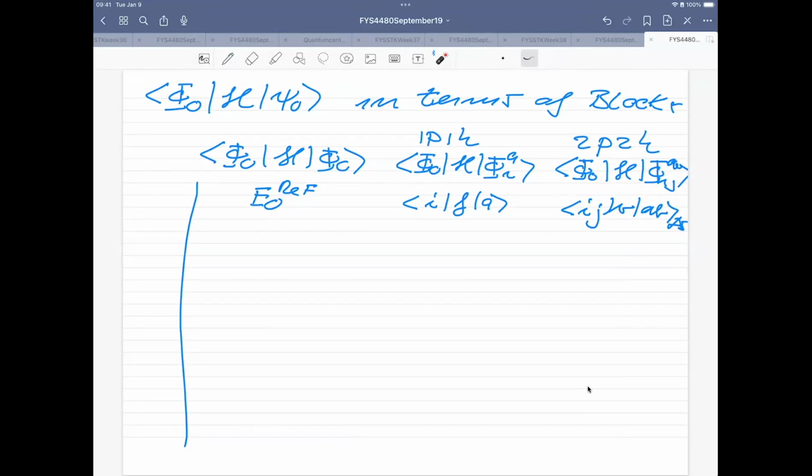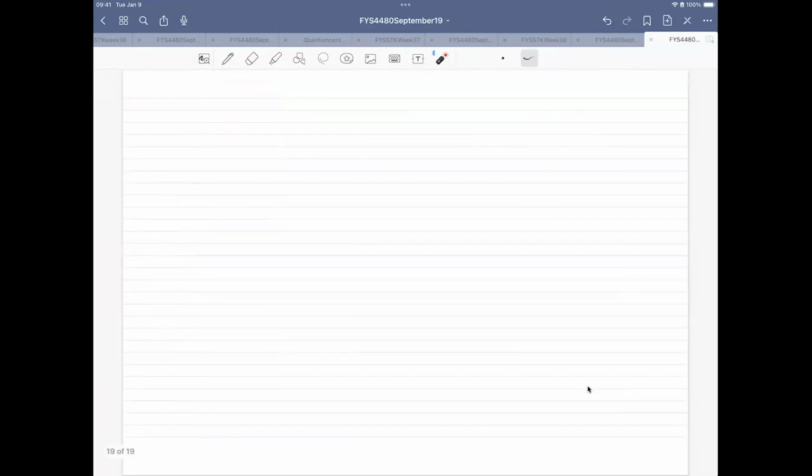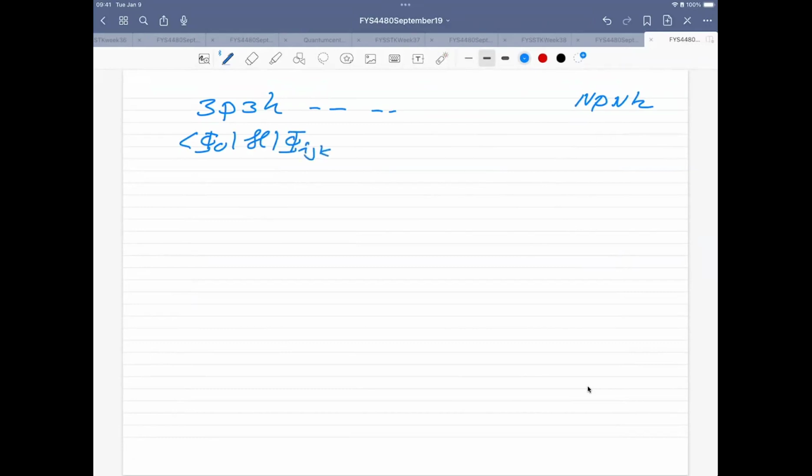Now, why is this interesting? It is going to get interesting because if I continue, if we move on to the next ones, three-particle, three-hole, and this can continue all the way up to n-particle, n-hole. In this case, I have phi 0, then the Hamiltonian, and then I have phi with indices i, j, k and a, b, c. This is exactly equal to 0. And all the other ones have to be 0.